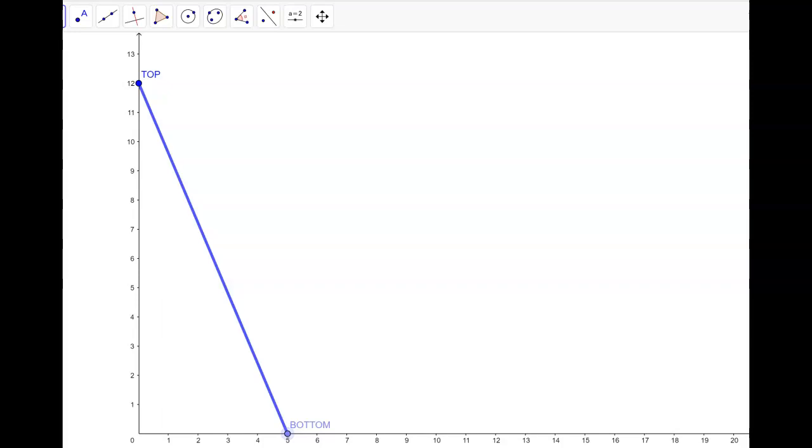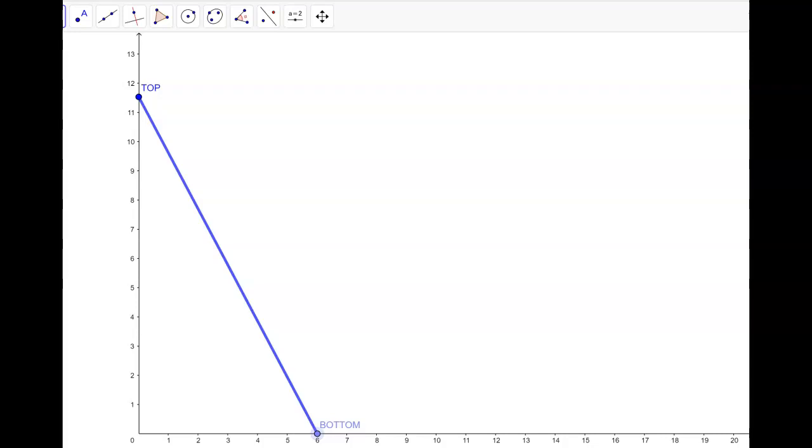For example, here the bottom is at 5. Let's imagine that in one tick of the clock, it moves 1 unit over. So it's going to move from 5 to 6. And when it moves from 5 to 6, what happens to the top? Well, the top was at 12, and at 6, one tick of the clock later, it's down to something like 11.5. So at that moment, it seems to be moving roughly half a unit downwards. The top is moving half a unit downwards per second.